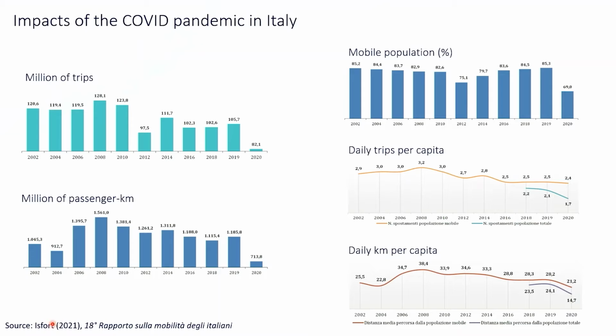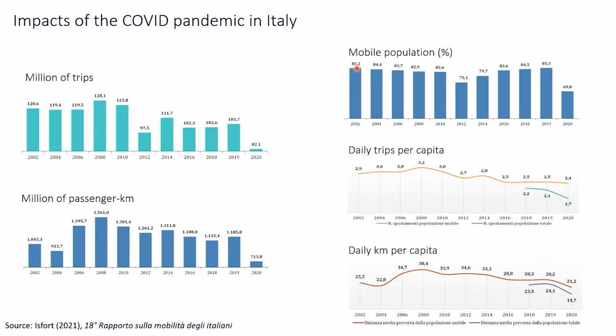Here are some Italian data. ISFO has already published the results of 2020. If we consider the number of trips for passengers, there was a reduction between 2019 and 2020 of about 20%. But if we also consider distance, the reduction is about 40%.